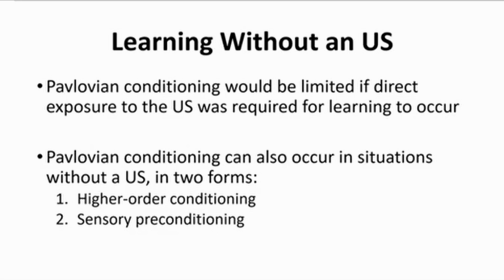Basically, we would only learn about things that were directly paired with food or sex or some other kind of biologically relevant stimulus. But in the real world, we see so many other associations. It's not just unconditioned stimuli. We also form associations with other conditioned stimuli. And that's where this learning without an unconditioned stimulus comes in. So Pavlovian conditioning can also occur in situations without an unconditioned stimulus. So we can have higher order conditioning and we can have sensory preconditioning.